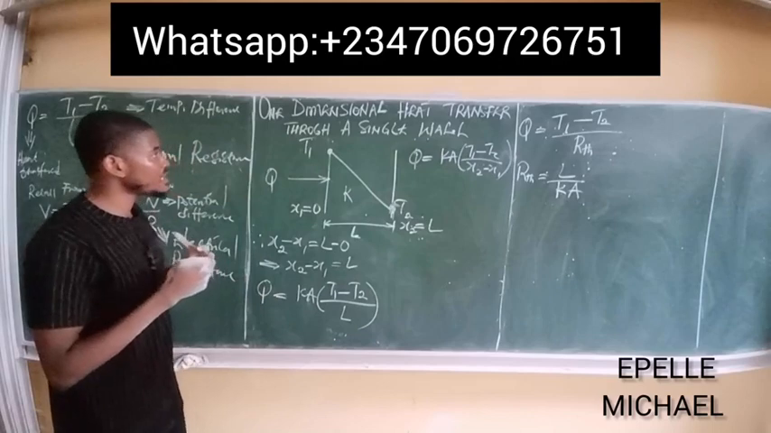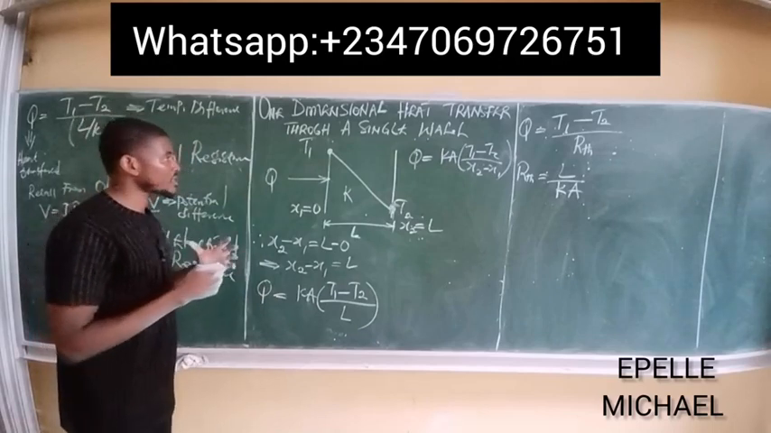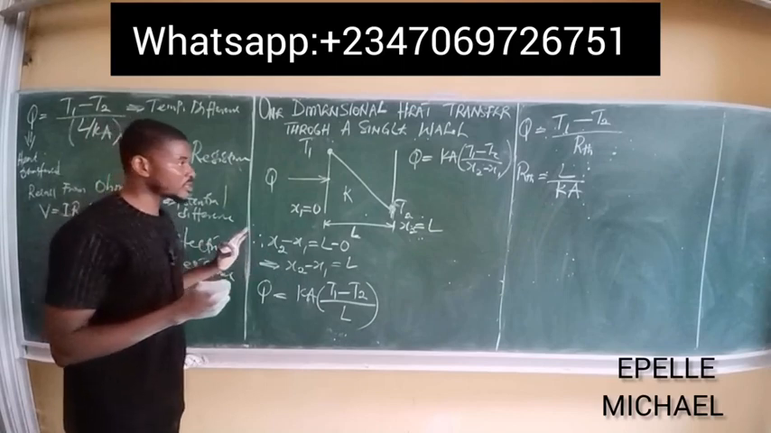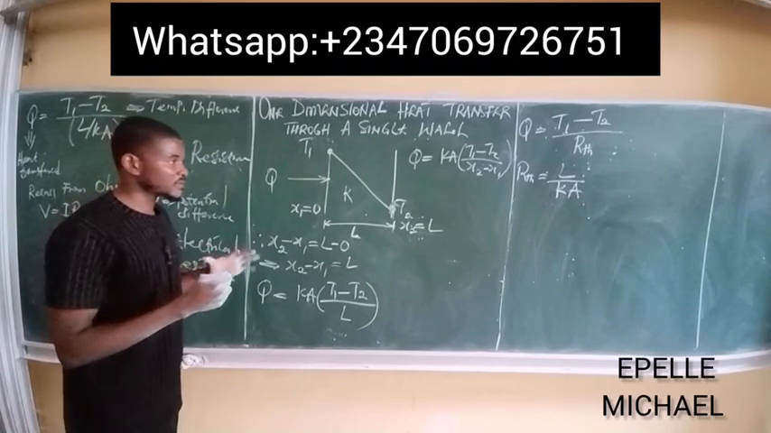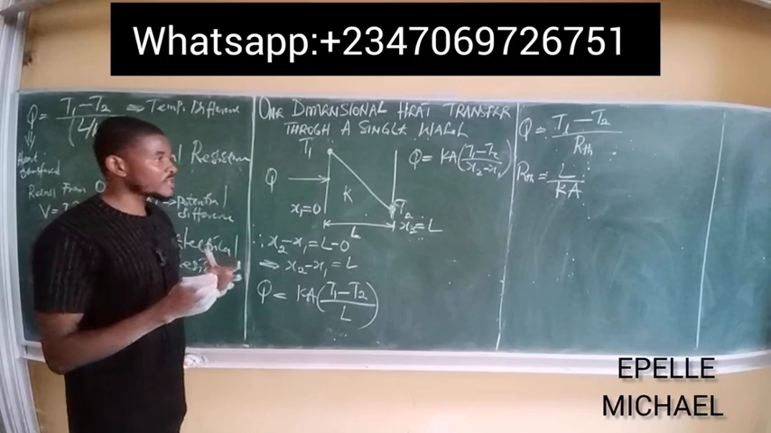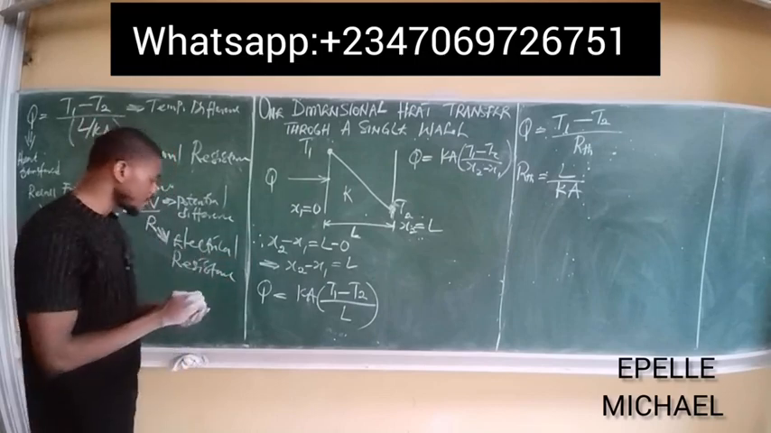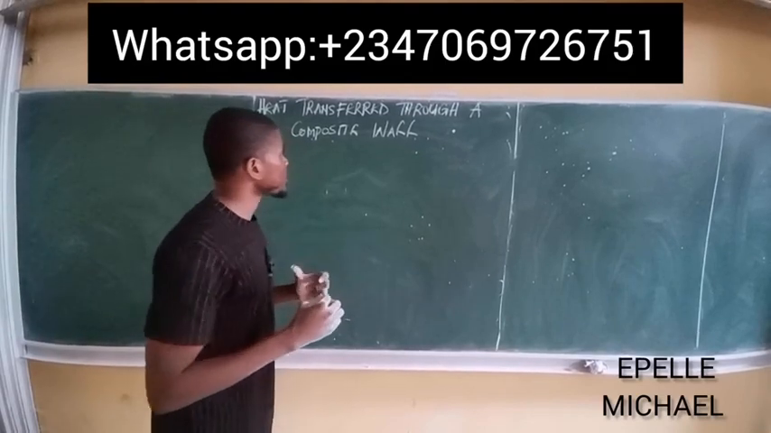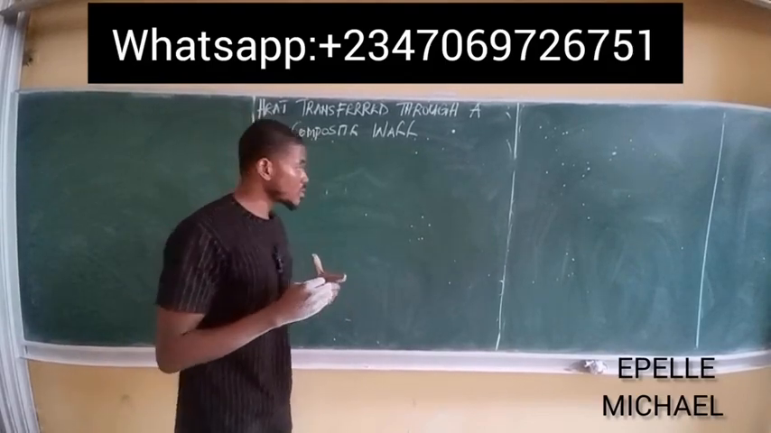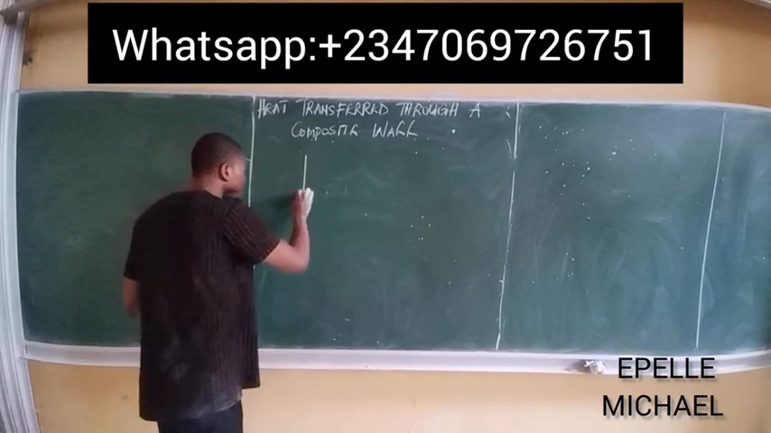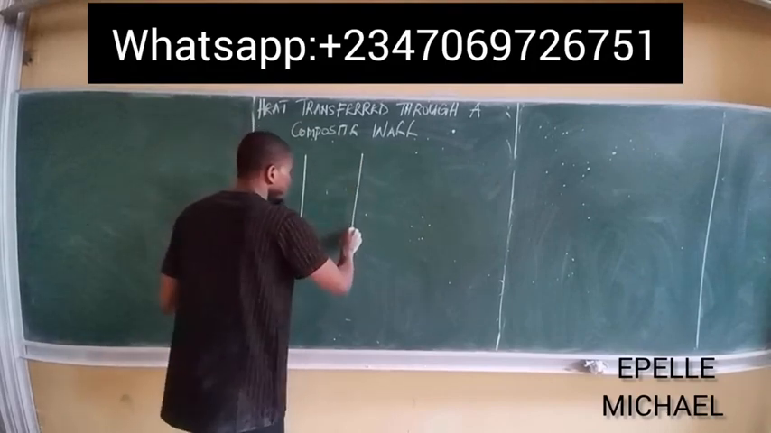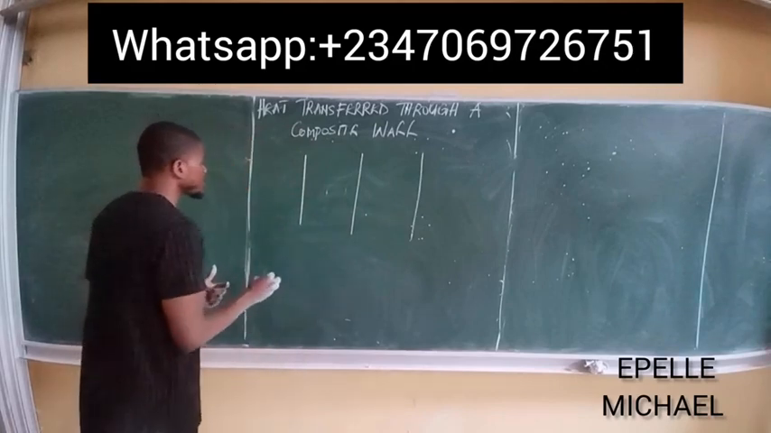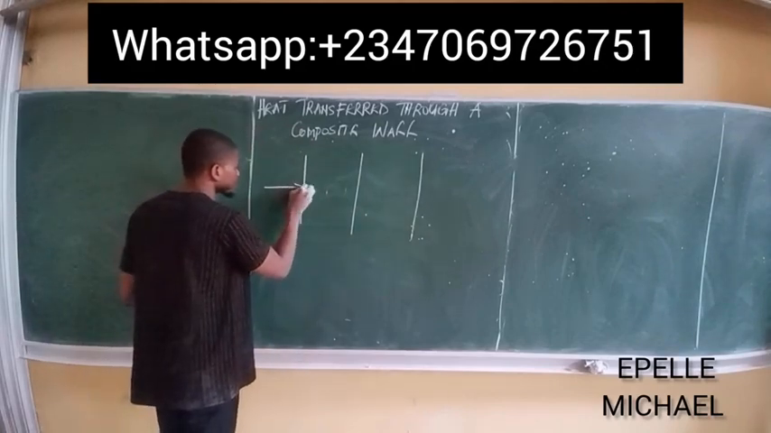Now let's observe when we have more than one plane. For instance, let's say we have a composite wall, that is to say more than one wall, and heat is being transferred at different temperatures. Let's observe that and see how it works. So let's consider when heat is transferred through a composite wall. We have the first wall, and then we have another wall attached to it, up to two walls now, and then we have heat being transferred through the walls.